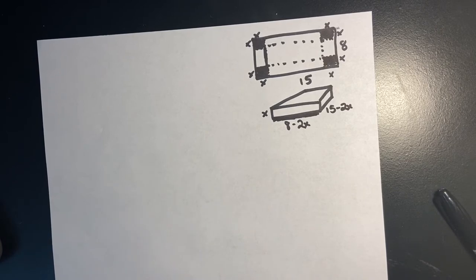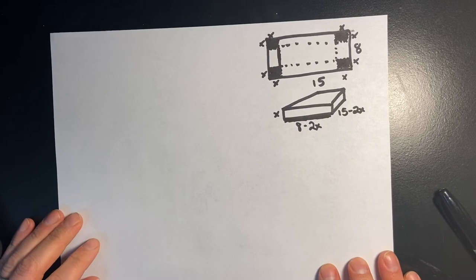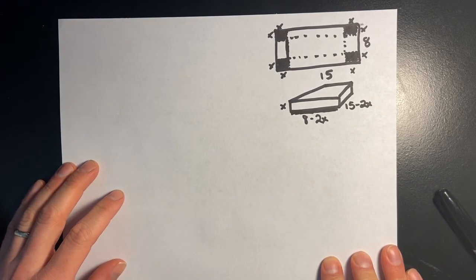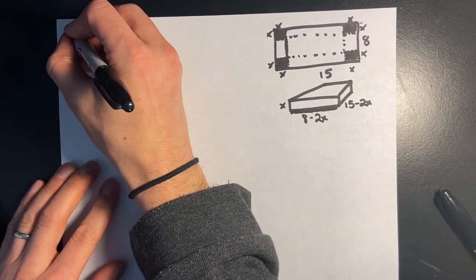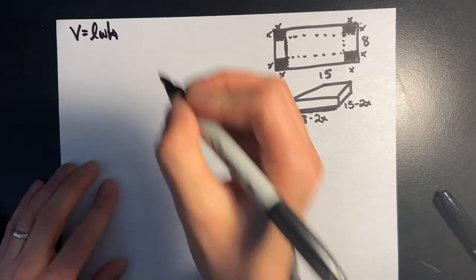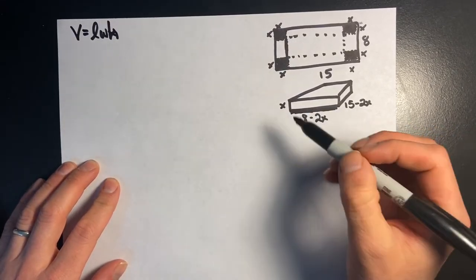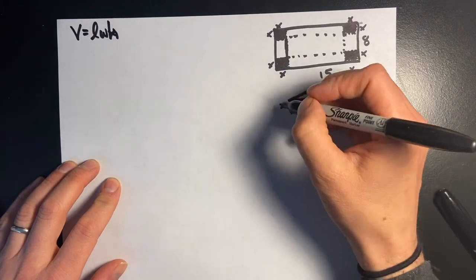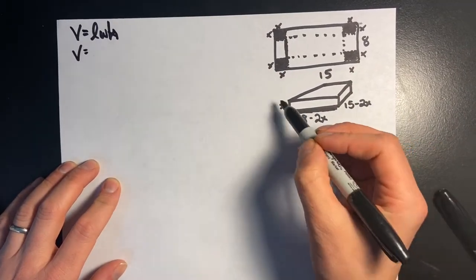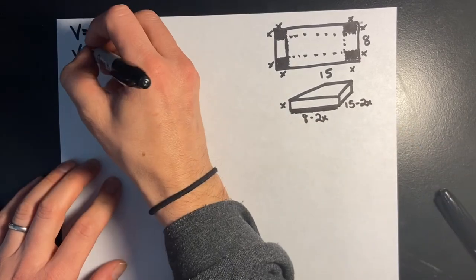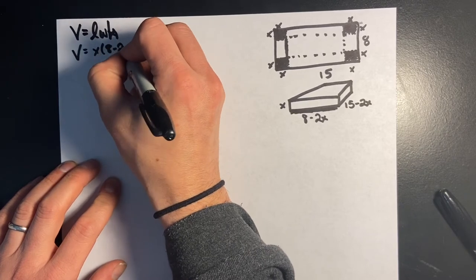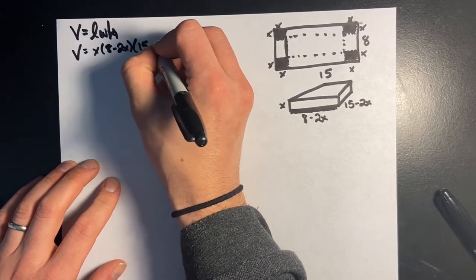So the hardest part is drawing the picture. Once we draw the picture, we can get started. What am I trying to do? Maximize the volume, the largest volume. So I have volume is length times width times height. I don't know what my length, width, or height is, but it doesn't really matter. Instead of saying length and width and height, I can just say X and 8 minus 2X and 15 minus 2X.